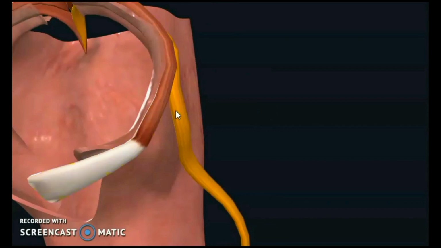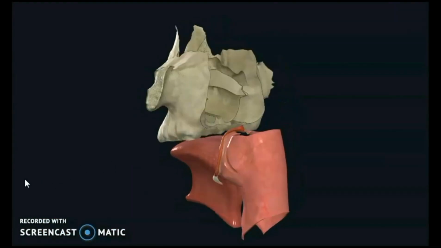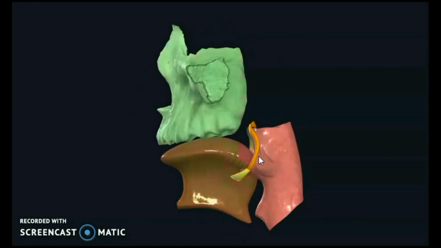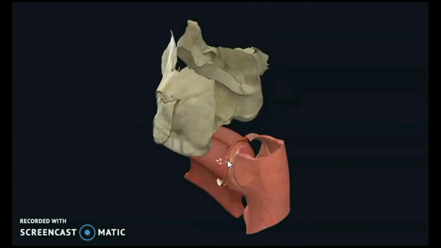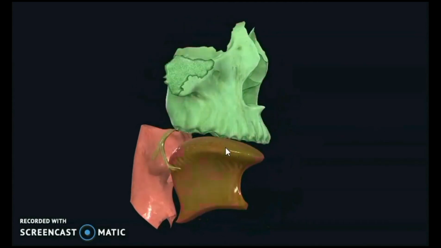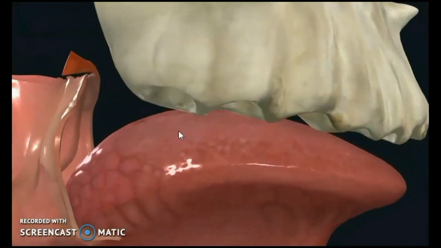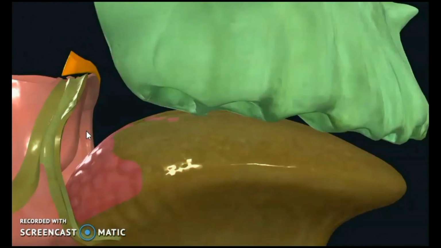So palatoglossus and palatopharyngeus take origin from the palate. That's why their name begins with palate. The muscle coming from the palate going to the tongue is palatoglossus. The muscle coming from the palate going to the pharynx is palatopharyngeus. Whereas the above two muscles end in the palate, that's why their name also ends in palate. Tensor veli palatini, levator veli palatini.